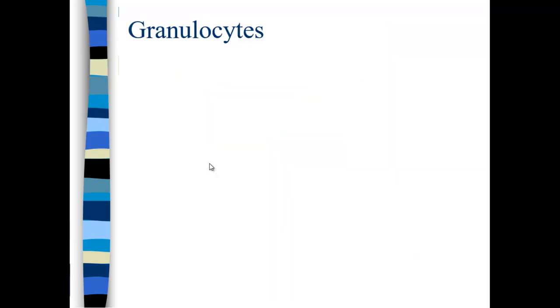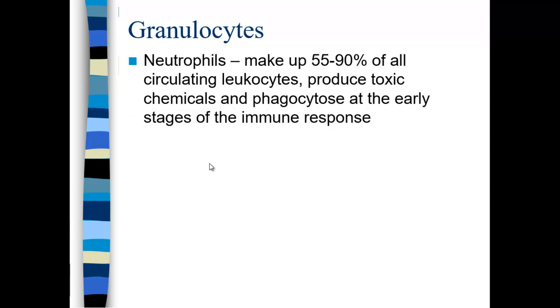Cells that have granules we call granulocytes. That includes neutrophils, which make up the vast majority of all leukocytes, all white blood cells. These produce toxic chemicals, and they're also phagocytic. They can phagocytose in the early stages of the new immune response. They are nonspecific in terms of phagocytosis.